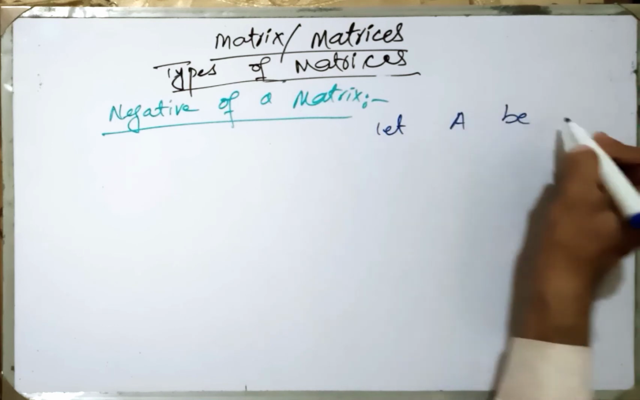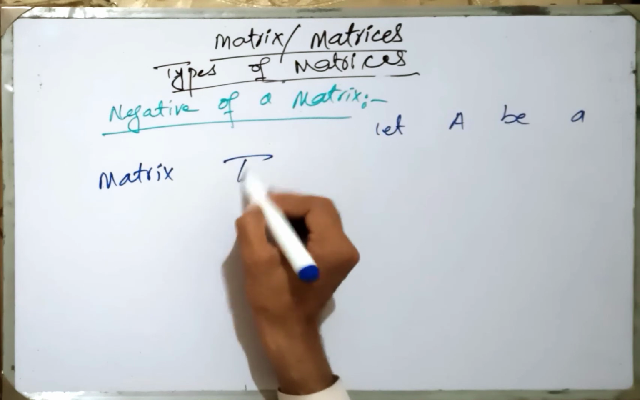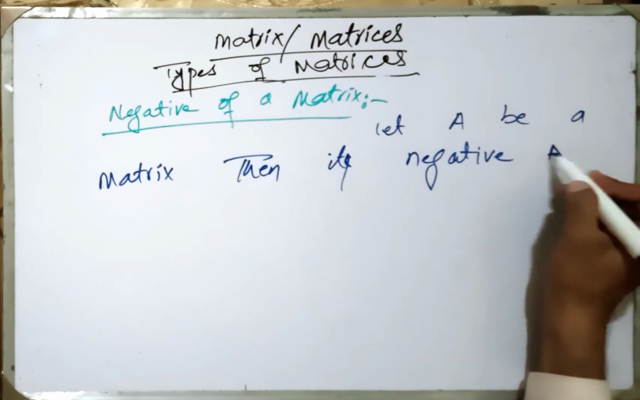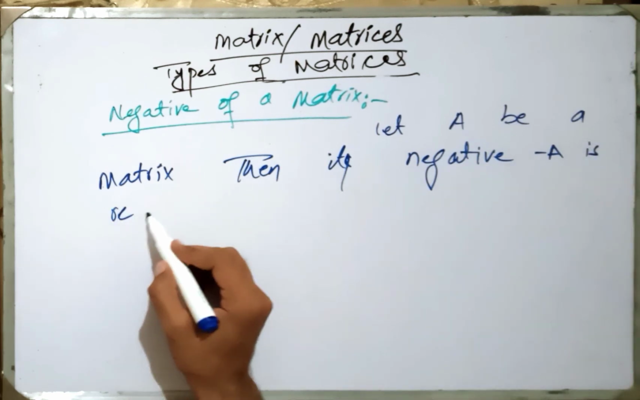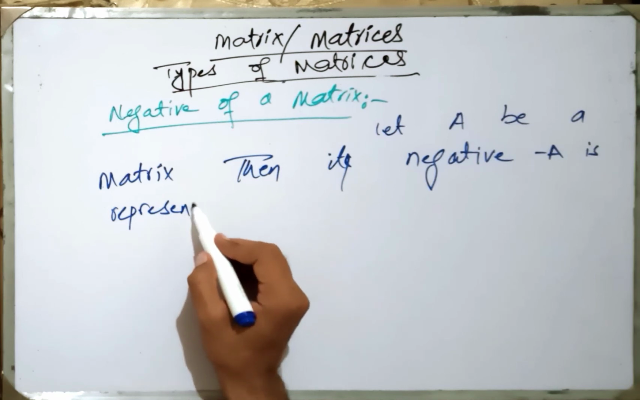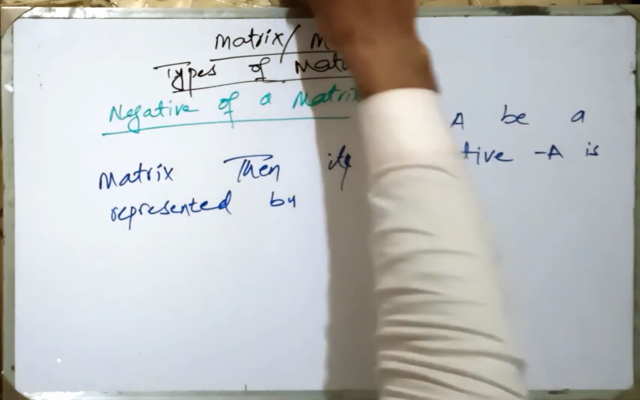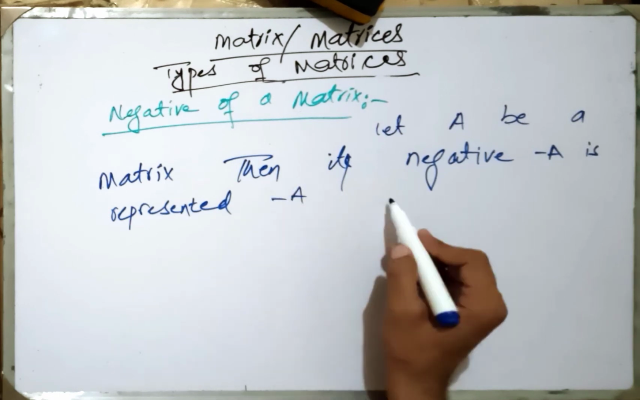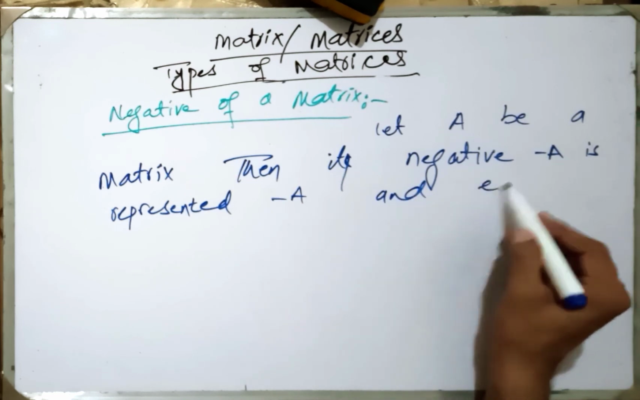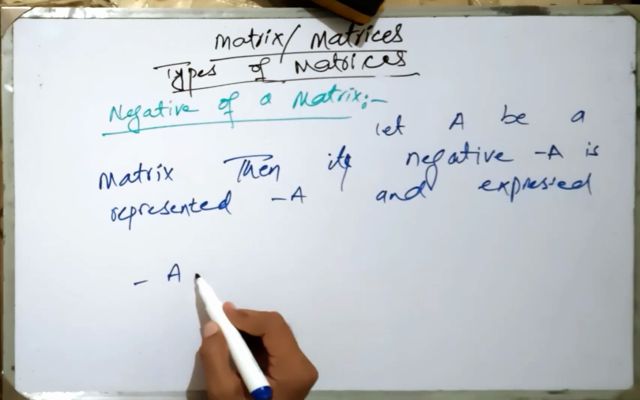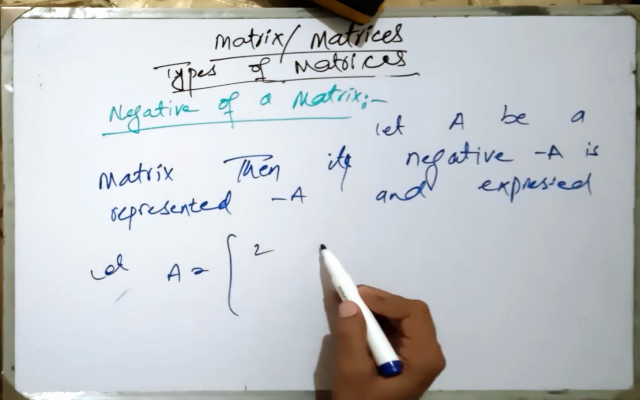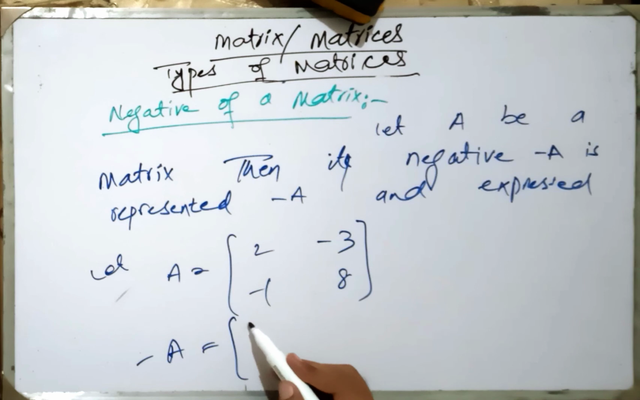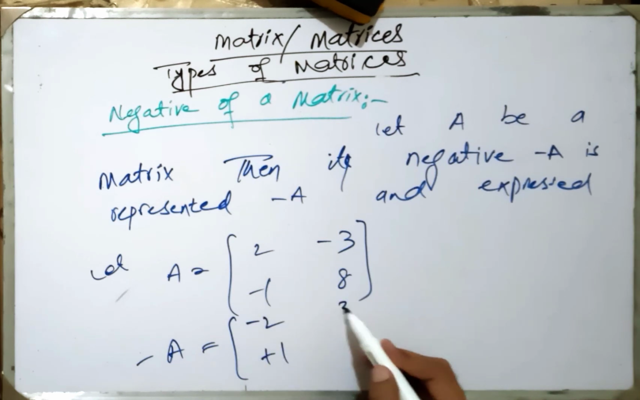Let A be a matrix, then its negative, minus A, is represented by minus A and expressed as: let A be equal to 2, minus 3, minus 1, 8, then negative of A, which is minus A, is minus 2, plus 3, plus 1, minus 8.